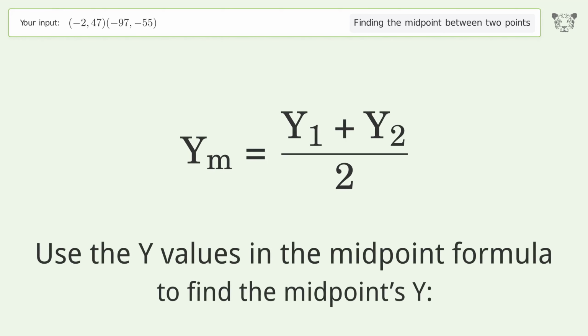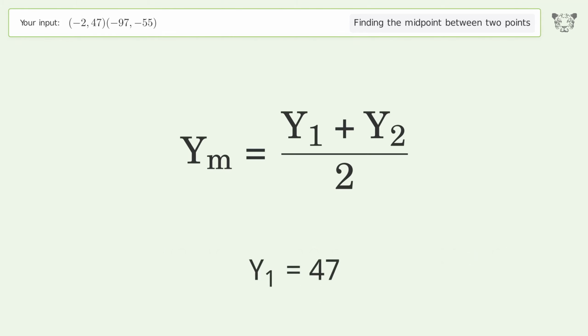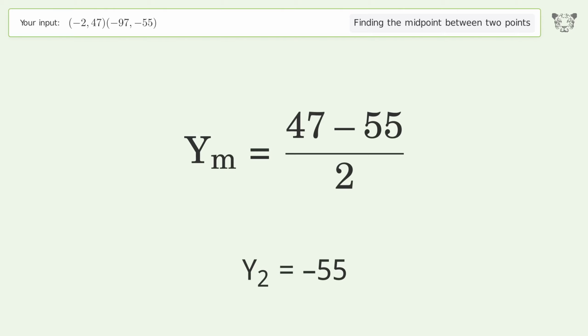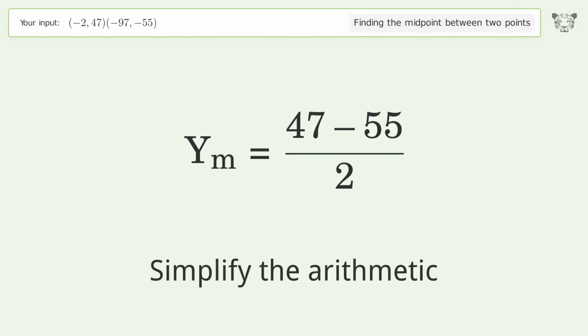Use the y values in the midpoint formula to find the midpoint's y. y1 equals 47. y2 equals -55. Simplify the arithmetic.